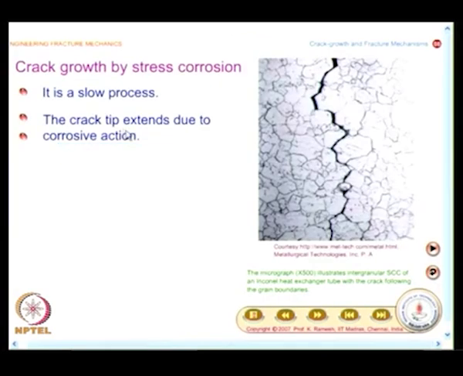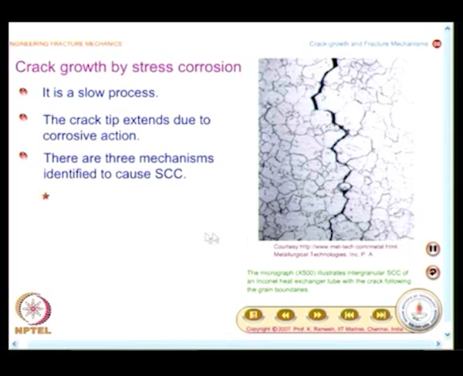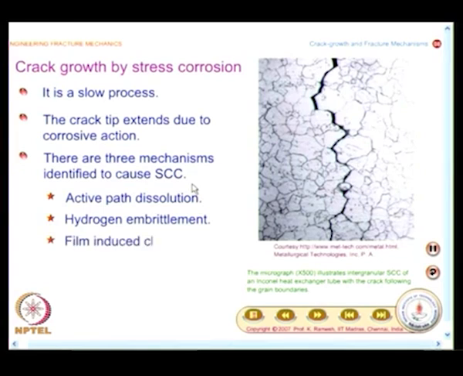And how does the crack tip extend? Because of the corrosive action, the crack tip extends. We saw a different mechanism in fatigue. There are three mechanisms identified to cause SCC. One is active path dissolution, second one is hydrogen embrittlement, the third one is film induced cleavage.